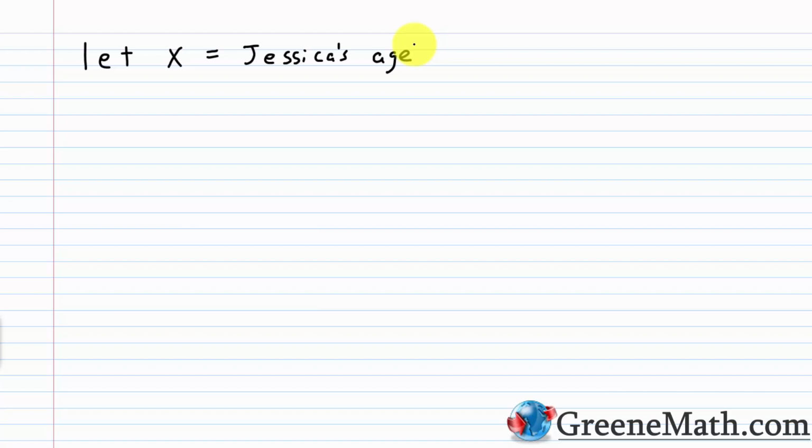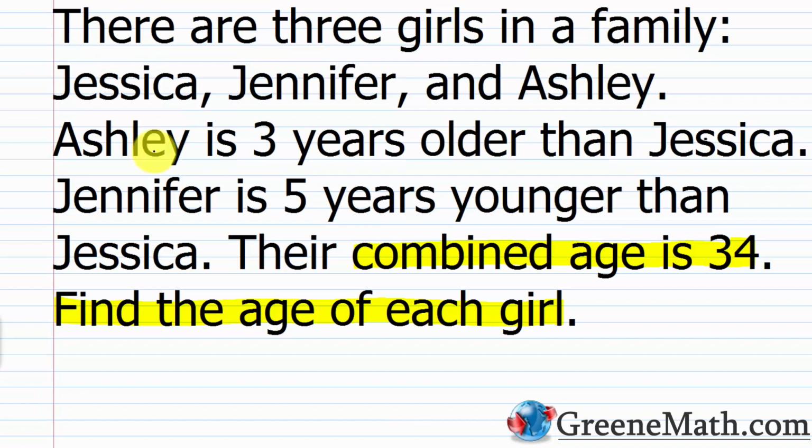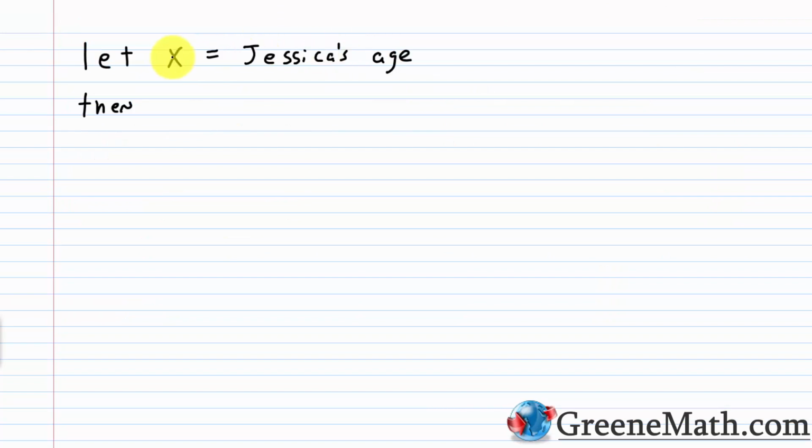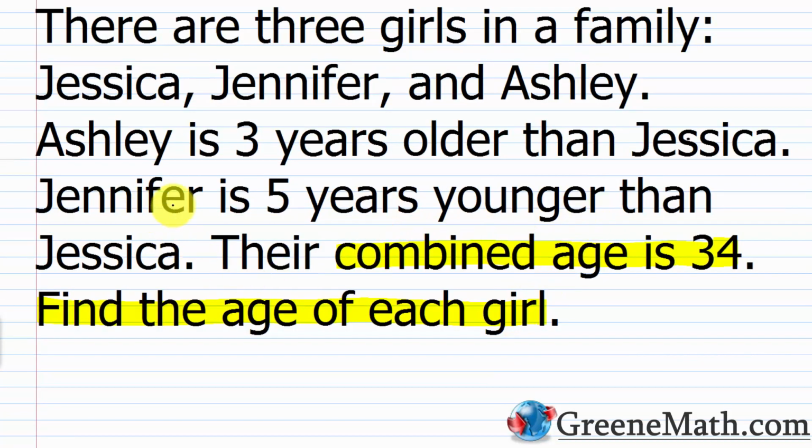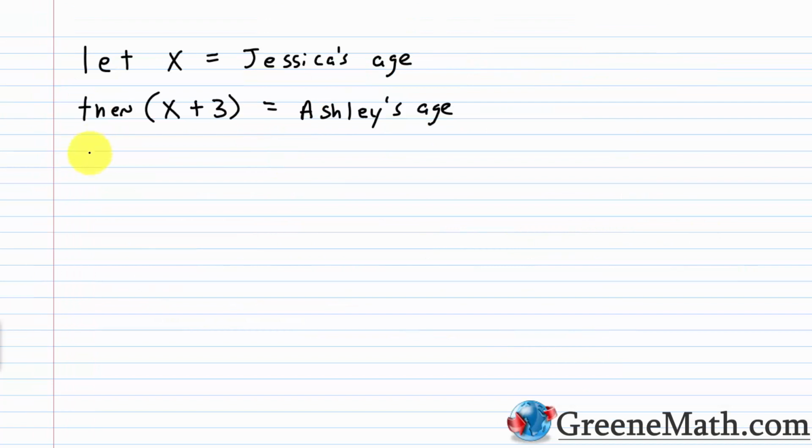Now, I can express the other girls' ages in terms of this variable X. So I can say then, for Ashley, we're told that Ashley is 3 years older than Jessica. So if she's 3 years older than Jessica, and Jessica's age is X, well then X, again, Jessica's age, plus 3 is going to equal Ashley's age. And then what about Jennifer? Well, it's also telling me that Jennifer is 5 years younger than Jessica. So that tells me I can put then X, which again is Jessica's age, minus 5, because Jennifer is 5 years younger. That's going to be Jennifer's age.